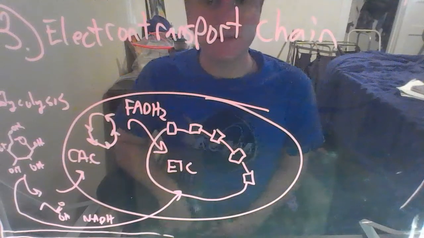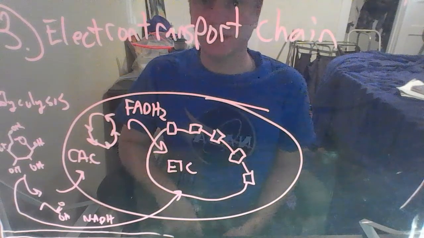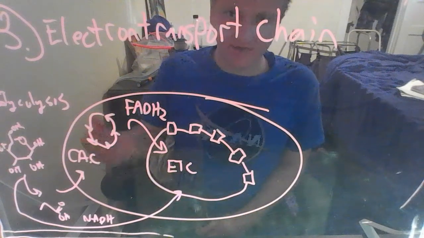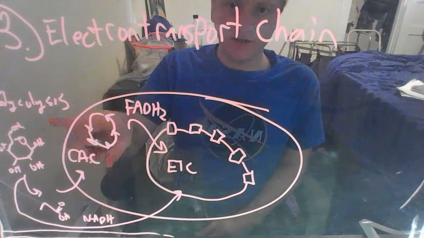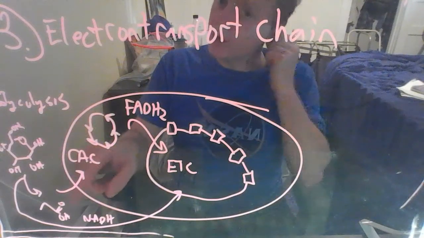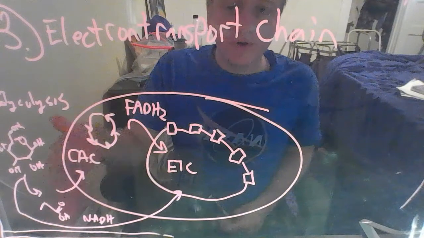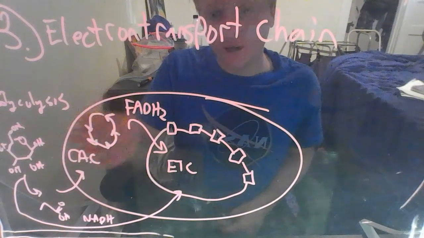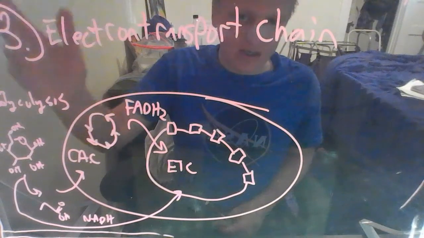On to the final step of cellular respiration, which is the electron transport chain. Just a quick overview of what we talked about so far. Glycolysis, you're taking this glucose molecule and you're breaking it down into these 3-carbon pyruvates. Those 3-carbon pyruvates are going to enter the citric acid cycle. They're going to lose a carbon. It's going to be released as CO2.